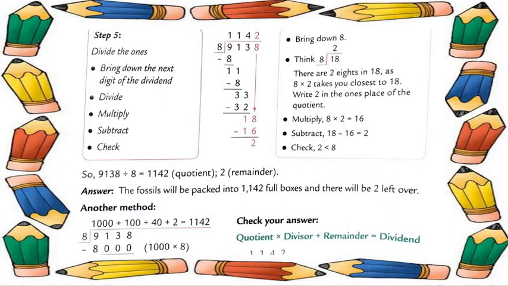So what to do that time? That time we put the 16, means 8 twos are 16. We decide where 16 is coming, 8 twos are 16. So we write there 2. Then after that we do the subtraction, and 18 minus 16 is equal to 2.